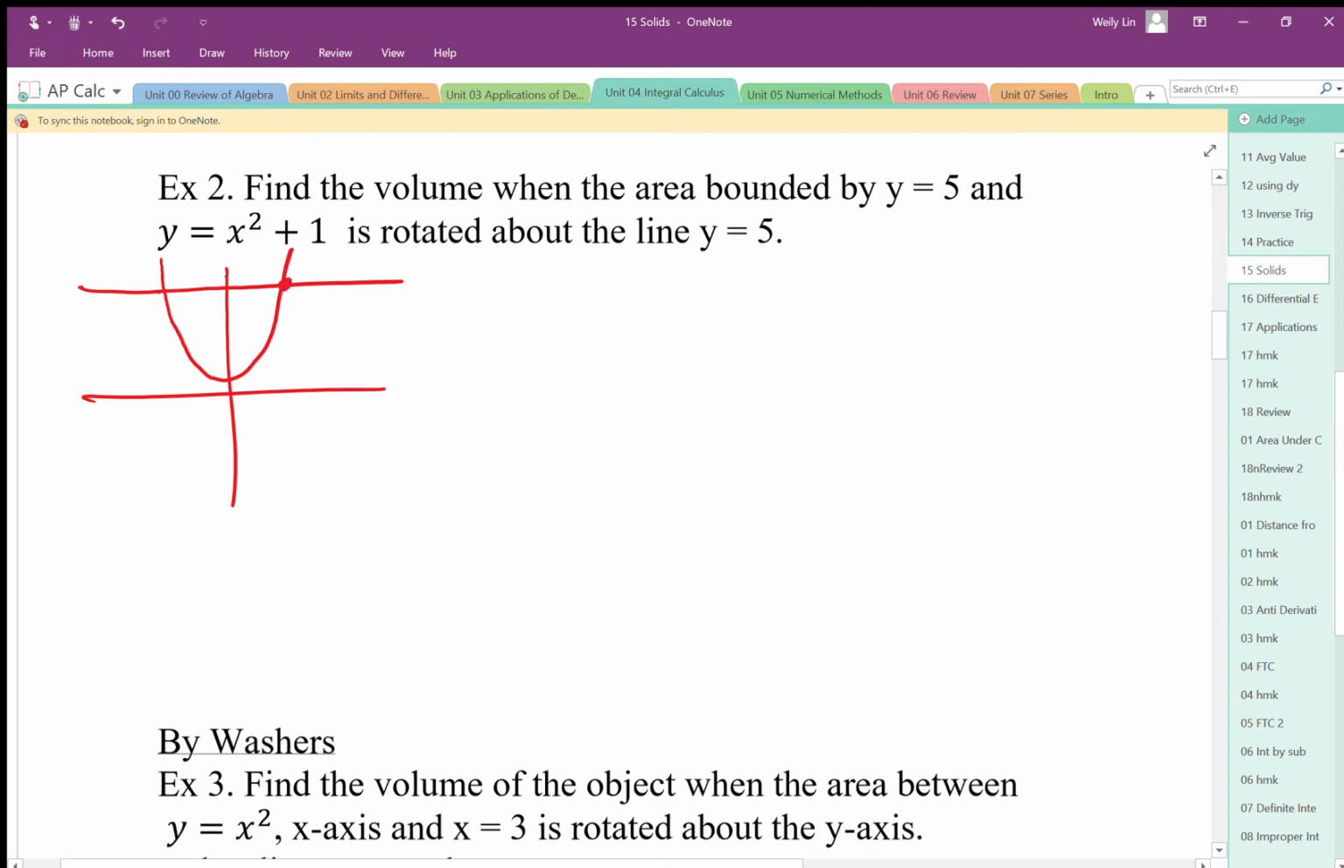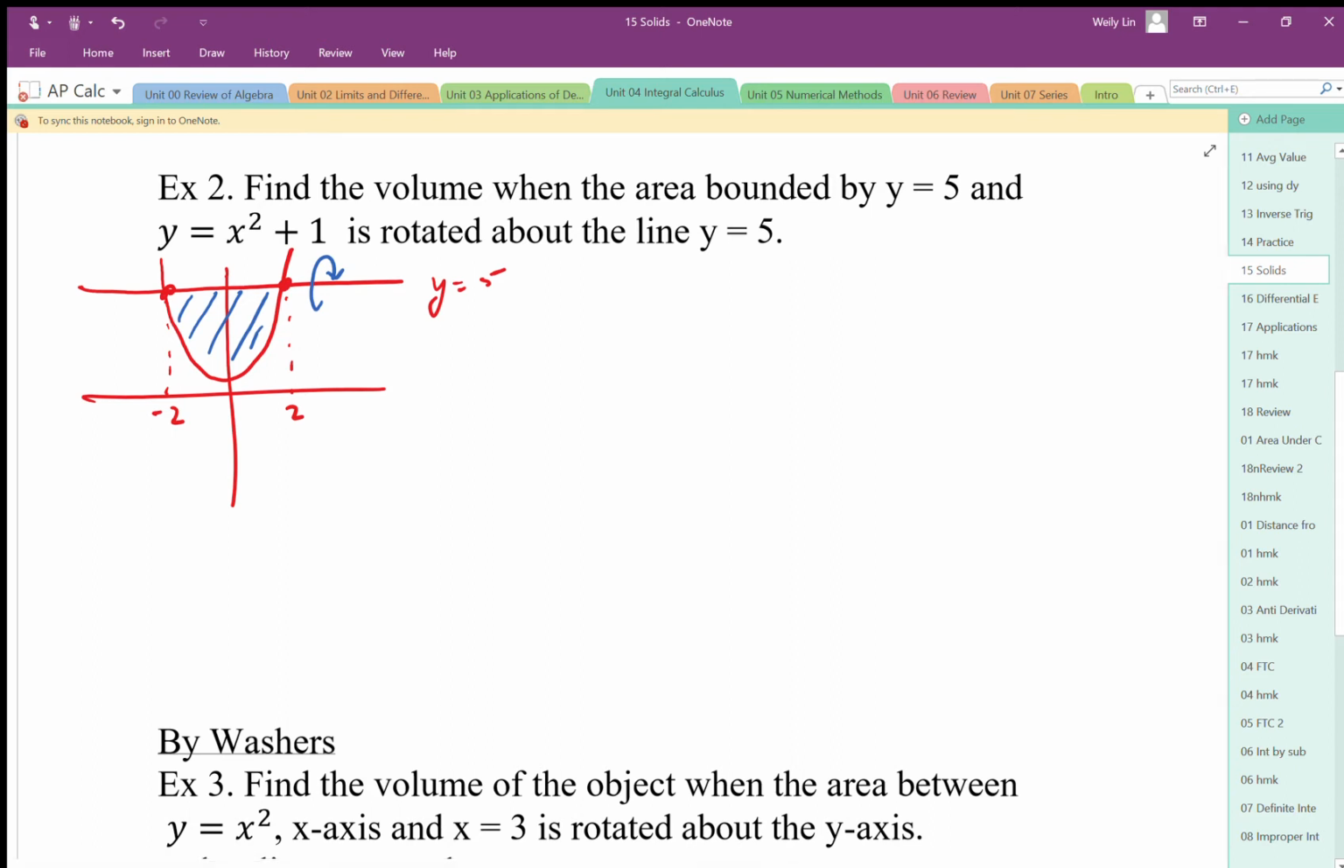So we need to know the bounds of integration. So we need to know when that graph is equal to y equals 5. So we're solving that, we get -2, +2. Okay, so that's what it's going to cross. So we want this region here, which I'm going to shade. Okay, this region here is going to be rotated around that line, which is going to generate kind of like a disc shape, and we want to find the volume of that.